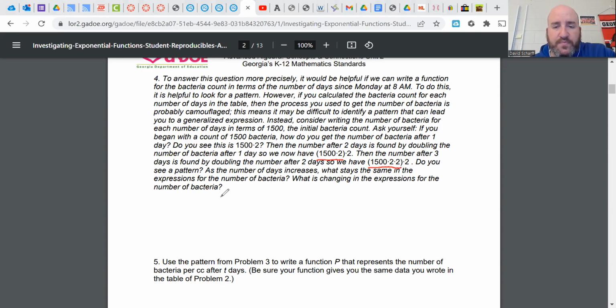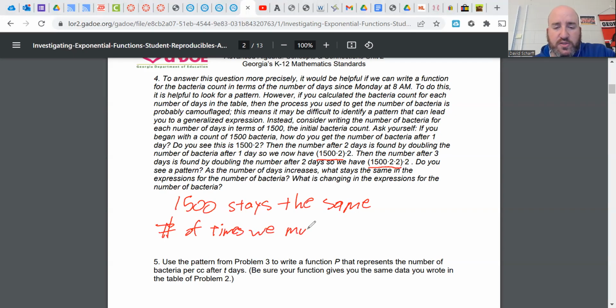So what stays the same? 1,500 stays the same. What is changing? The number of times we multiply by 2 changes. So that's what you can write for number 4.